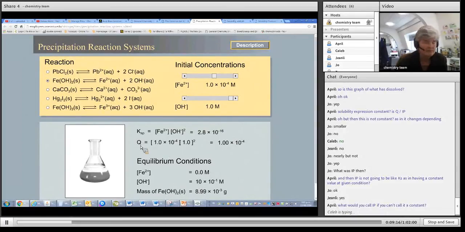Or we can call it, I'm so used to saying IP, something product. I've written it in your books. You may know. I've gone blank. Ionic product. Thank you, Caleb.